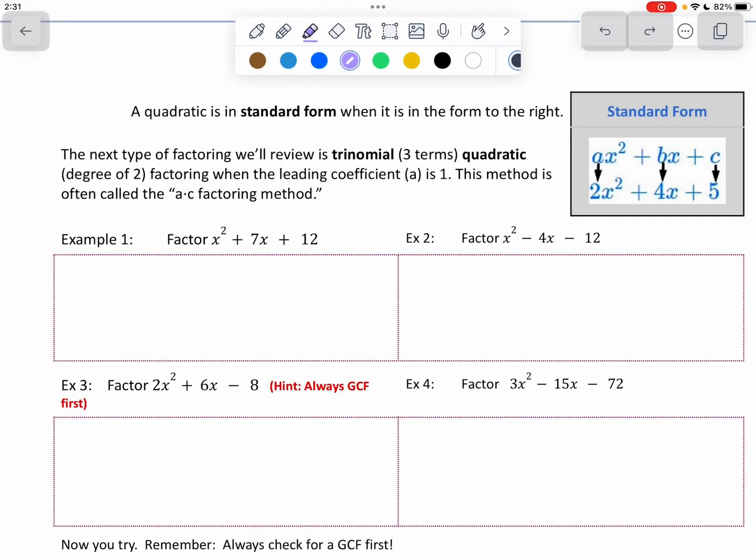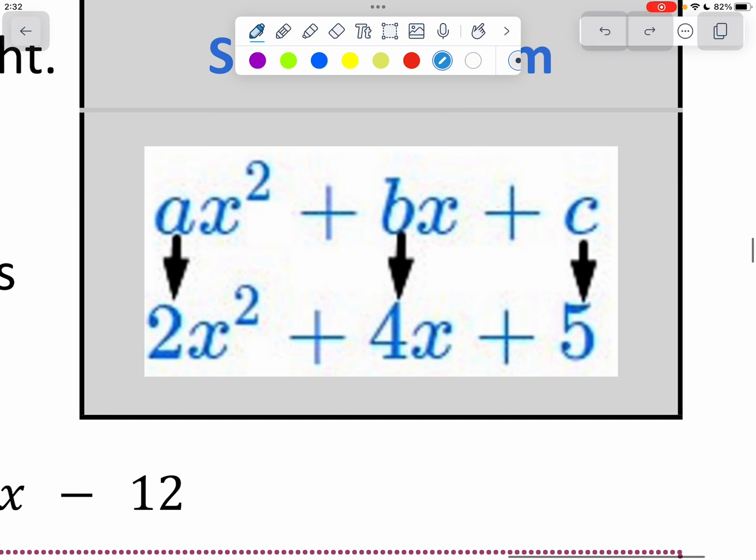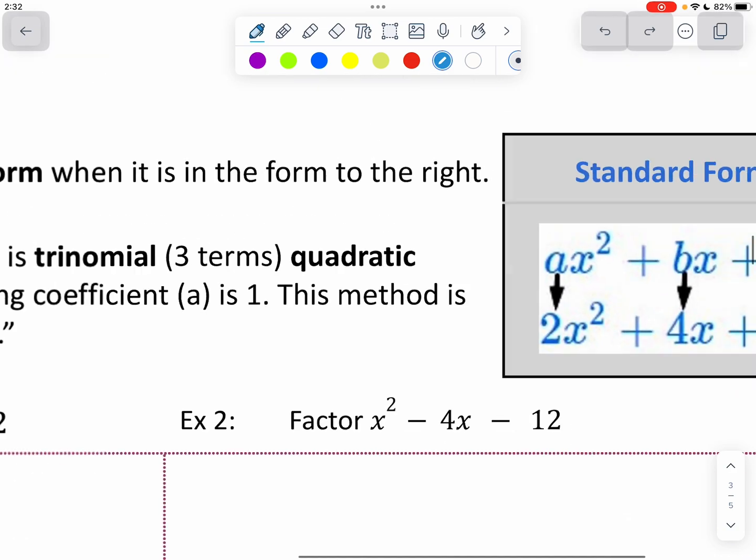All right, now we are in, I think this is part 4. We are looking at factoring a quadratic in standard form. Standard form we've talked about, but standard form is just when the exponents are in decreasing order. So here we have x to the second power, x to the first power, and then your constant is really x to the 0 power. So before you start factoring any quadratic, you want to make sure it's in standard form.